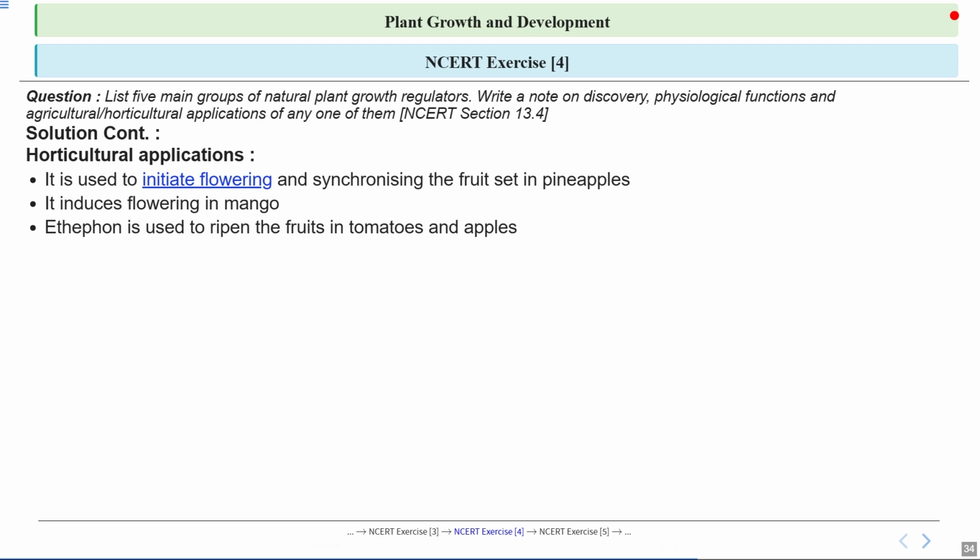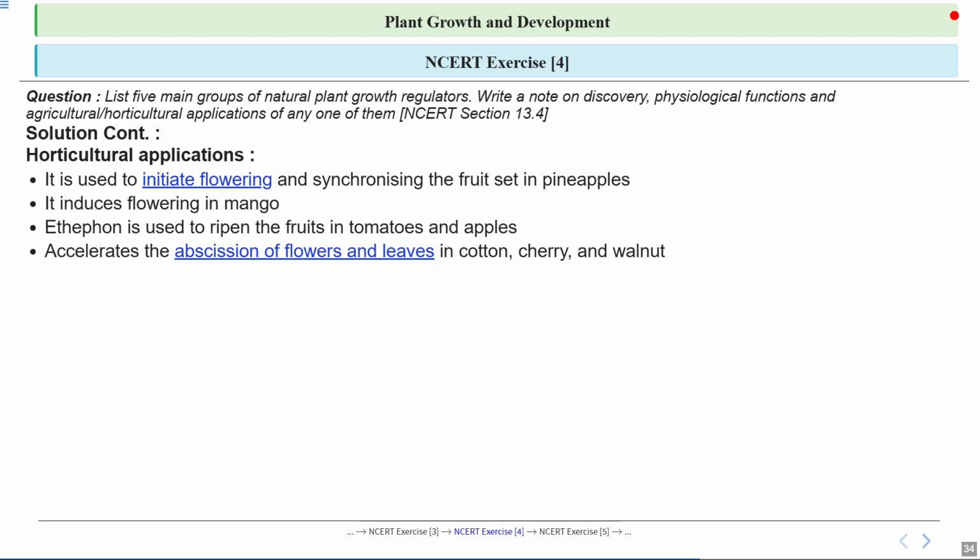Ethephon, a chemical that releases ethylene, is used to ripen fruits like tomatoes and apples. So this allows fruits to be picked before they are fully ripe, reducing the damage during transport and ensuring they reach consumers in perfect state.